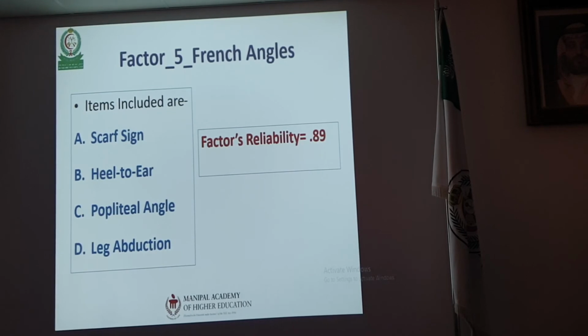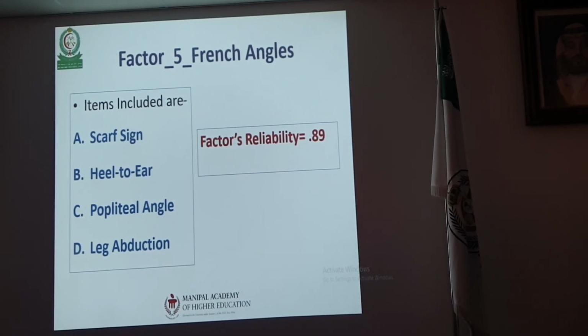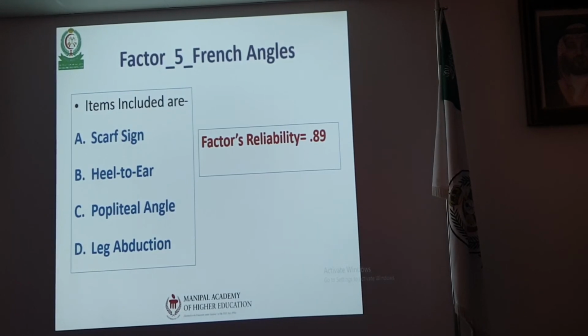Okay, so the last factor is the fifth factor, and that is French angle. Many of you would have read about French angle, so there won't be much confusion on this. So here you have item number 2, 3, 4, and 5. It is all in one order. That is calf sign, heel to ear, popliteal angle, and leg abduction. And that makes your factor number 5, and that has reliability of 0.89.